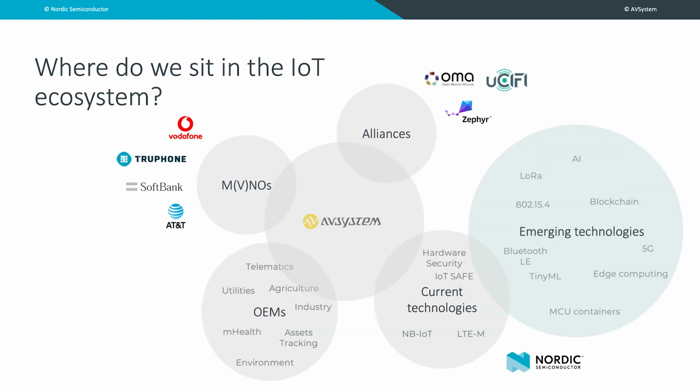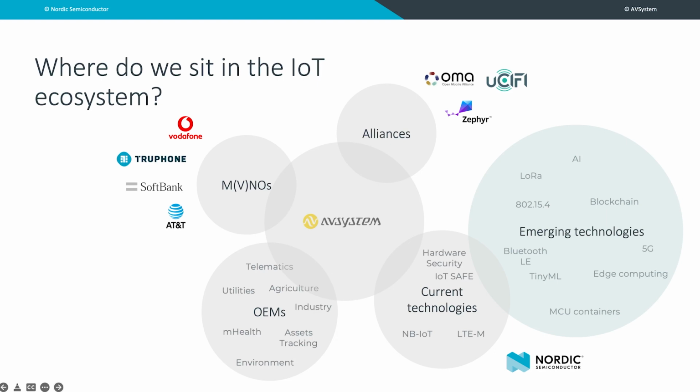So, where do we sit in this whole IoT ecosystem as a solution provider in this space? We originally come from the MNO, mobile network operator, and also virtual operator space. So we are responsible for certification of lightweight machine-to-machine devices in AT&T. We are collaborating with Vodafone, Truphone, SoftBank, and many other telco operators. We are also present in alliances, trying to shape the standardization of IoT in the future. Member of the OMA SpecWorks, the standardization body behind lightweight machine-to-machine.